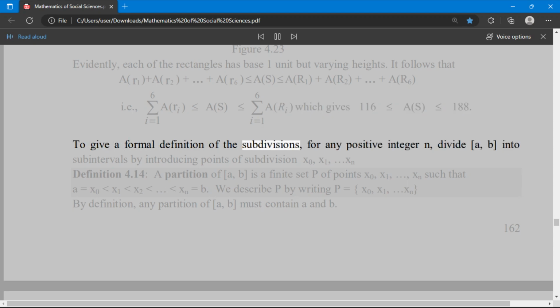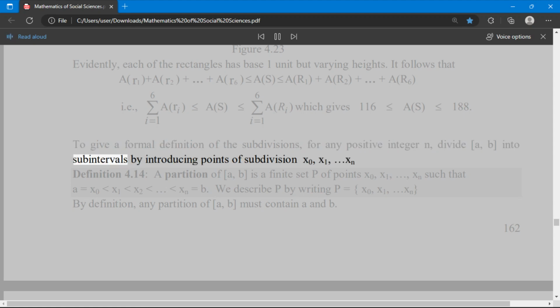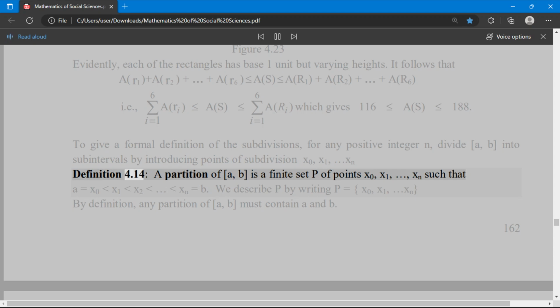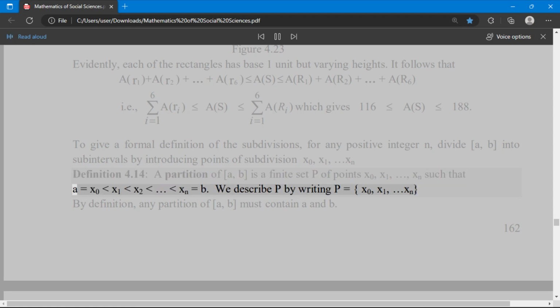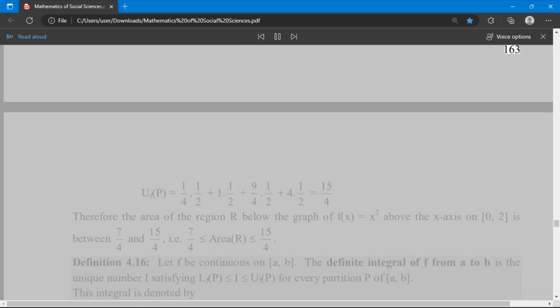To give a formal definition of the subdivisions, for any positive integer n, divide [a, b] into subintervals by introducing points of subdivision x0, x1, ..., xn. Definition 4.14: a partition of [a, b] is a finite set P of points x0, x1, ..., xn such that a equals x0.